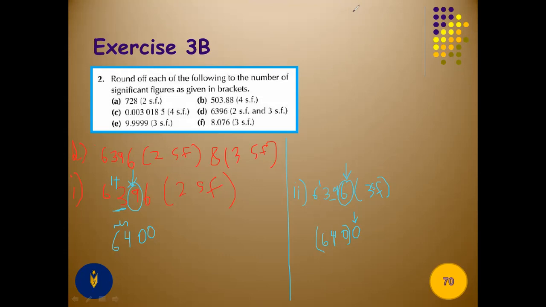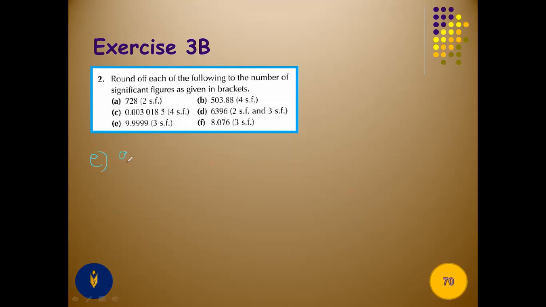I'm going to clear it all. Okay, now part E. 9.9999 to the three significant figures. Okay, all right. So 1, 2, 3. This would be underlined. This would be circled.